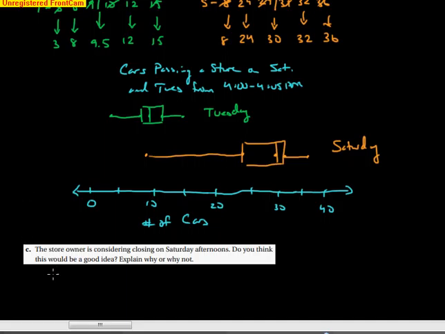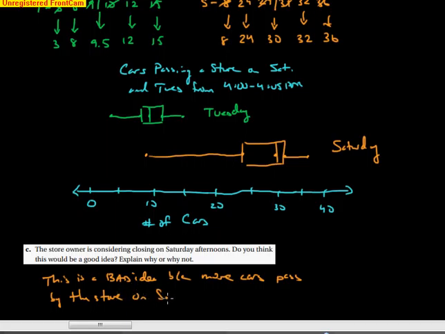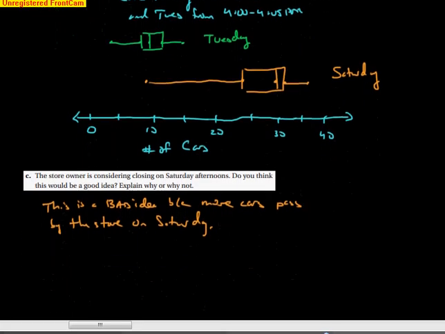So I would say this is a bad idea because more cars pass by the store on Saturday. Okay, something to that effect. Alright. So that's a double box and whisker plot.